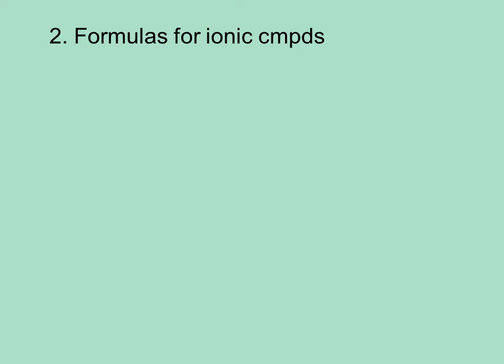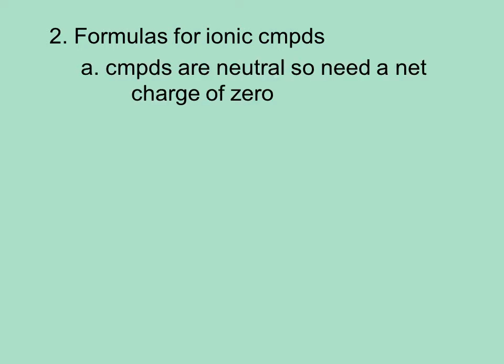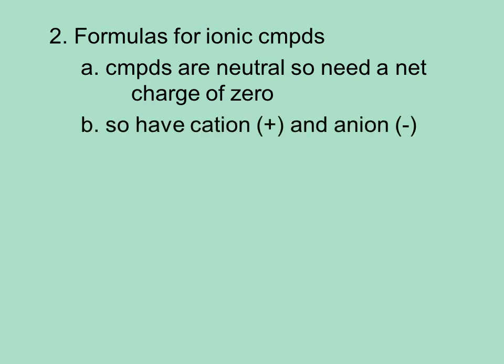So how do we write formulas for ionic compounds? Compounds are neutral, so we need a net charge of 0. Atoms are neutral, compounds are neutral. So since compounds are neutral, we're going to try just to have a net charge of 0. So if we're going to deal with ionics that have ions in, we're going to have a positive cation with a negative anion, and the charges will equal 0. So we're going to put a cation and an anion together.